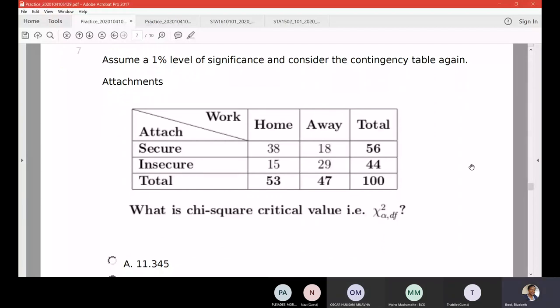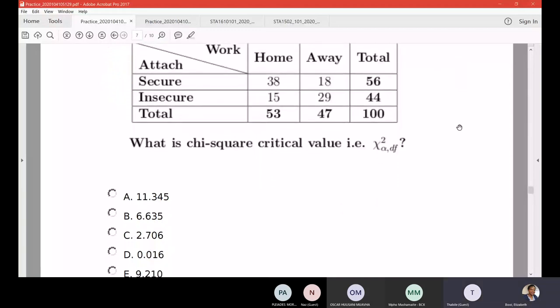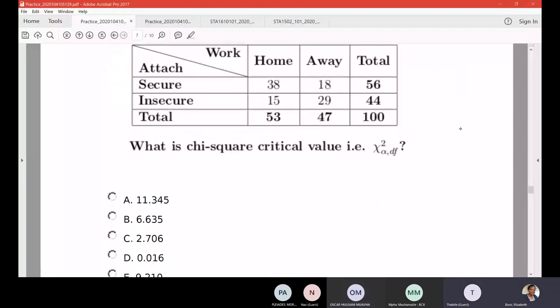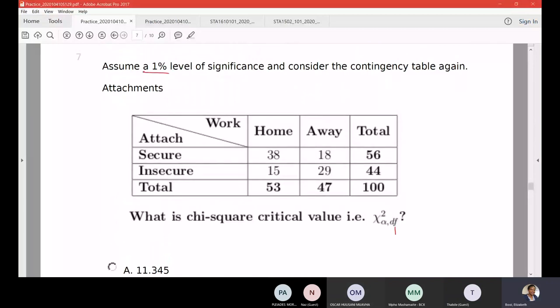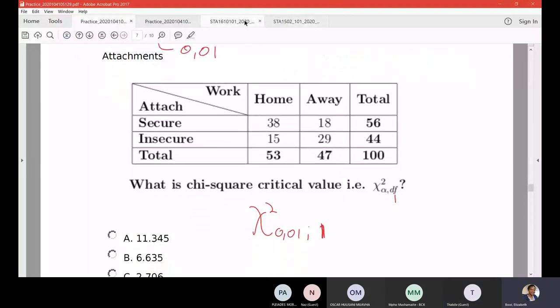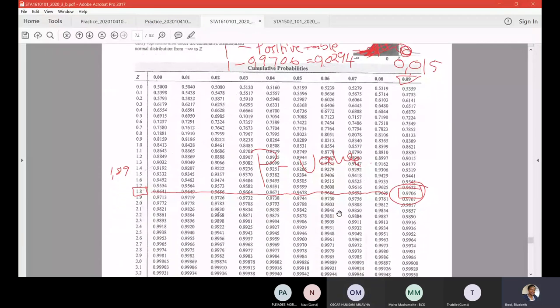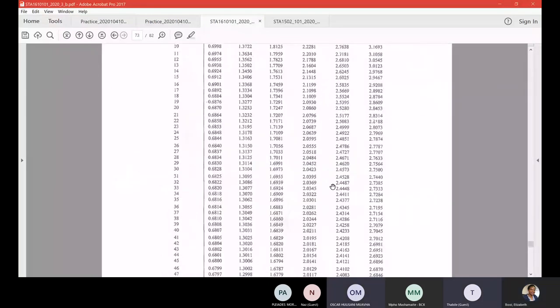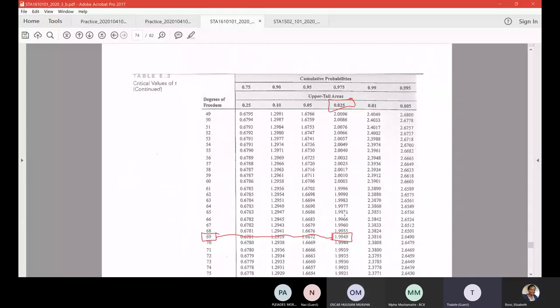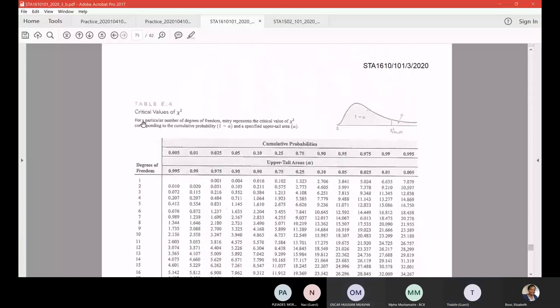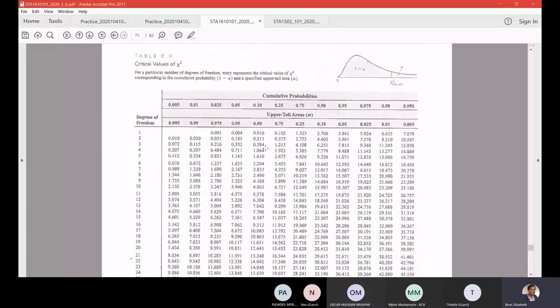Okay, in this question, they're asking you to find the critical value. Remember, we found our degrees of freedom, and we know that our degrees of freedom is one. And our alpha in this instance, they gave us a level of significance of one. So we go find the critical value of 0.01. Remember, this is divided by 100, which will be 0.01, and the degrees of freedom of one. So you go to the critical values of chi table. This is the table we're looking for.